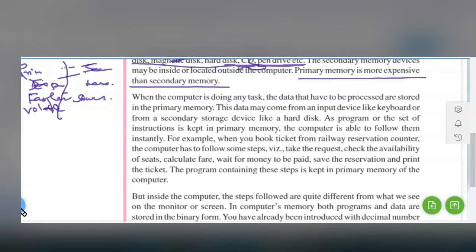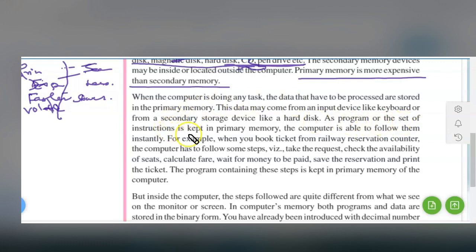When the computer is doing any task, the data being processed is stored in the primary memory, very near to the CPU. This data may come from an input device like a keyboard, or from a secondary storage device like a hard disk. That means whenever data has to be processed, it can be taken from an input device, where the user is inputting some information, or it can use information already stored in your secondary or permanent storage. You can take it and then do some processing on it.